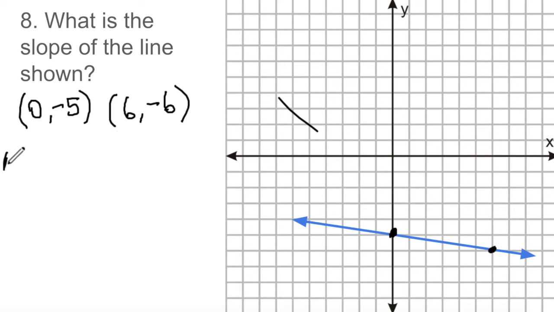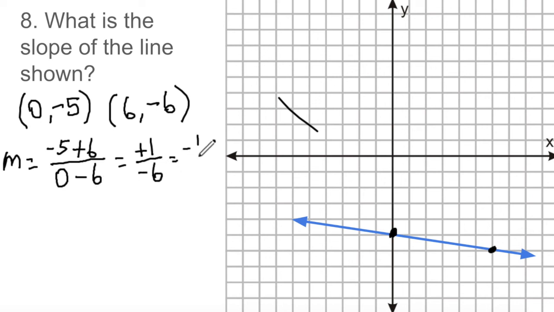Okay, so we could just say m equals y1, negative 5, minus y2, which is plus 6, over x1, 0, minus x2, which is 6, equals positive 1 over negative 6. So that's negative 1/6. Using our point-point formula for finding the slope between 2 points on a line, we get negative 1/6.